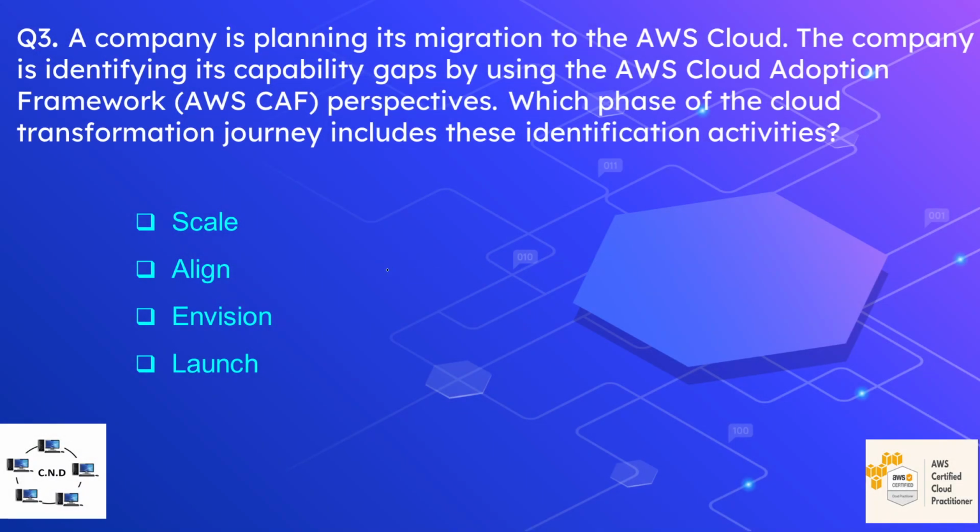Question number three is that a company is planning its migration to the AWS cloud. The company is identifying its capability gaps by using the AWS Cloud Adoption Framework perspectives. Which phase of the cloud transformation journey includes these identification activities? And the options are option A, scale, option B, align, option C, envision, and option D, launch. And the correct option is align.